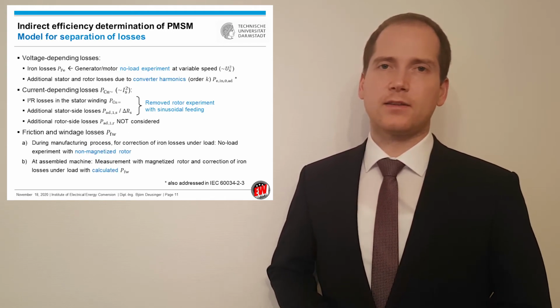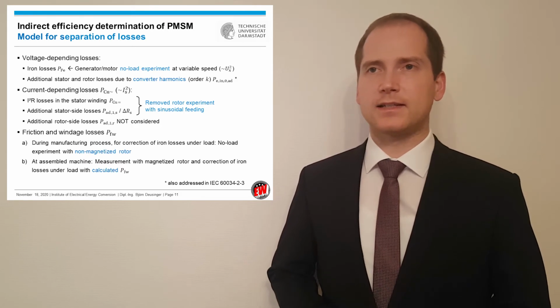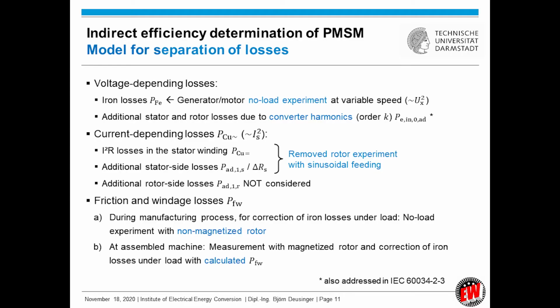Now we want to separate the losses similar to the electrically excited synchronous machines. So we have the voltage depending losses, which are mainly iron losses that are determined during a no-load test at variable speed and then recalculated with help of the voltage Ux square, as the iron losses depend on the square of the magnetic flux density. Like already mentioned, the harmonics due to converter feeding lead to additional losses. In our case, these losses are determined by comparing the fundamental and the total input power at no-load operation with help of a polyphase power analyzer.